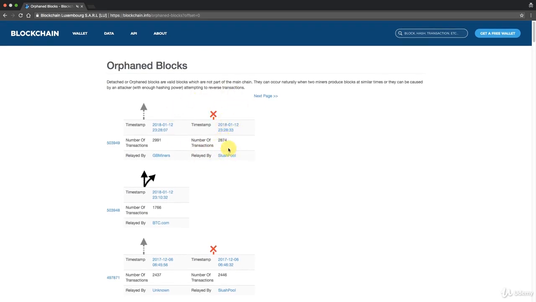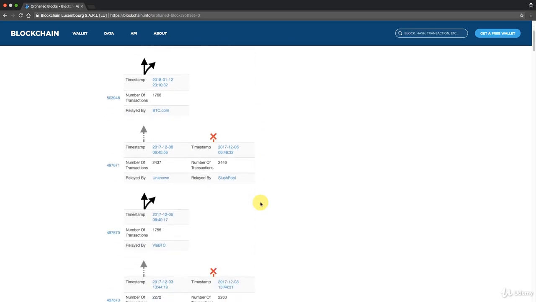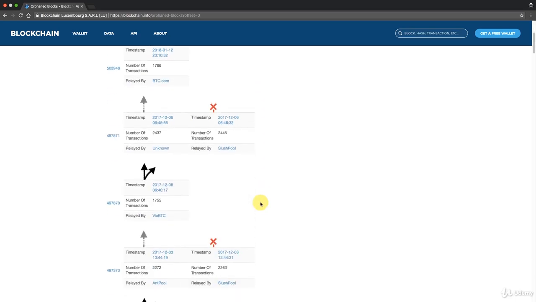So usually the rule of thumb is to wait for 6 confirmations. Wait for 6 confirmations before you consider your transaction to be successful, because otherwise it might end up a double spend problem.